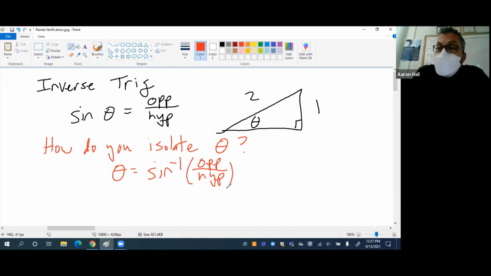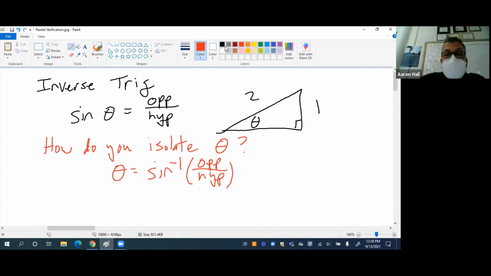Because the inverse gives us the angle, we need to make sure that our calculator is in the right mode. And in AP calculus, actually I can't think of any time that you're going to be dealing with degrees. It should always be radians. So make sure your mode is in radians.